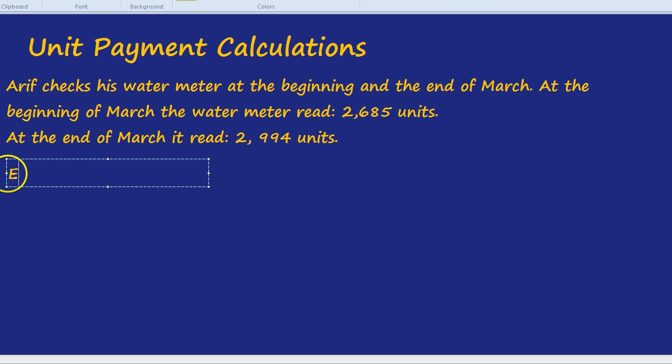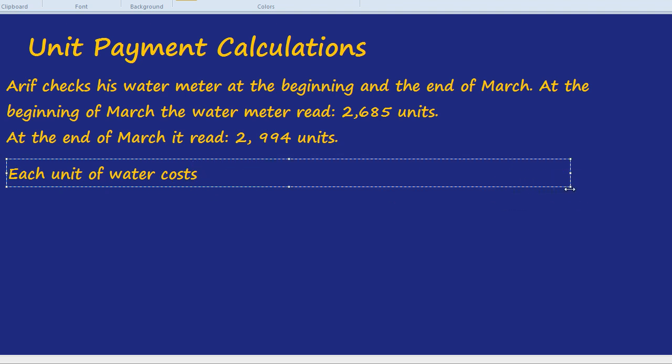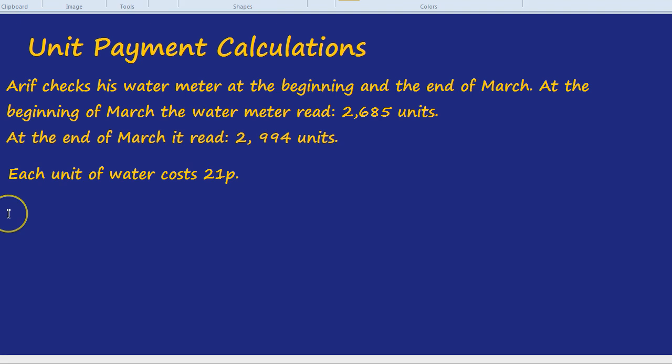Now, each unit of water costs, and usually the individual cost for a unit is not too much. It's the overall cost that builds up. So each unit of water costs 21 pence. Work out the cost of his water that month.